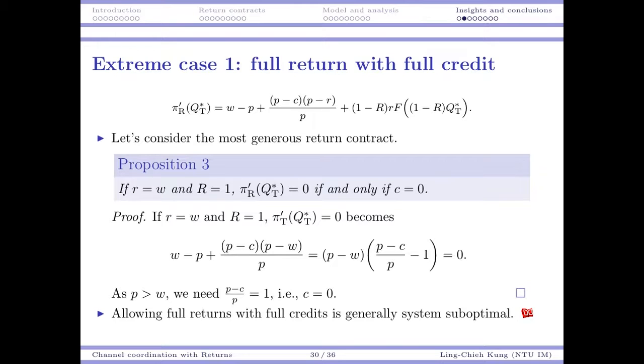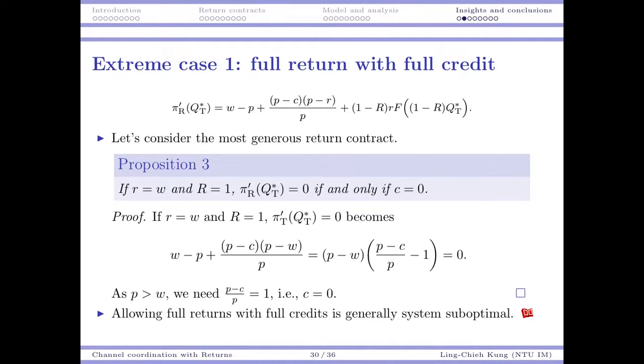Okay? And because we know P is greater than W, the only possibility is for C to be 0 so that this equation can be 0. Okay? So this proposition is true for every possible demand function.